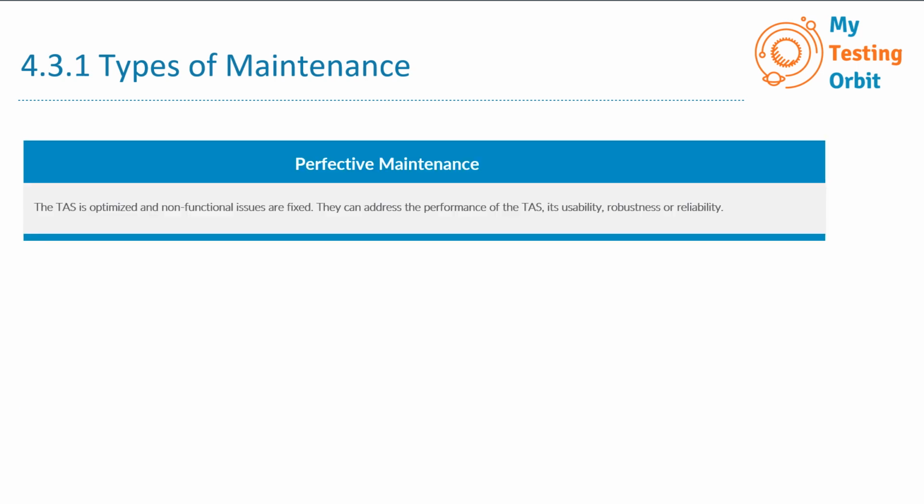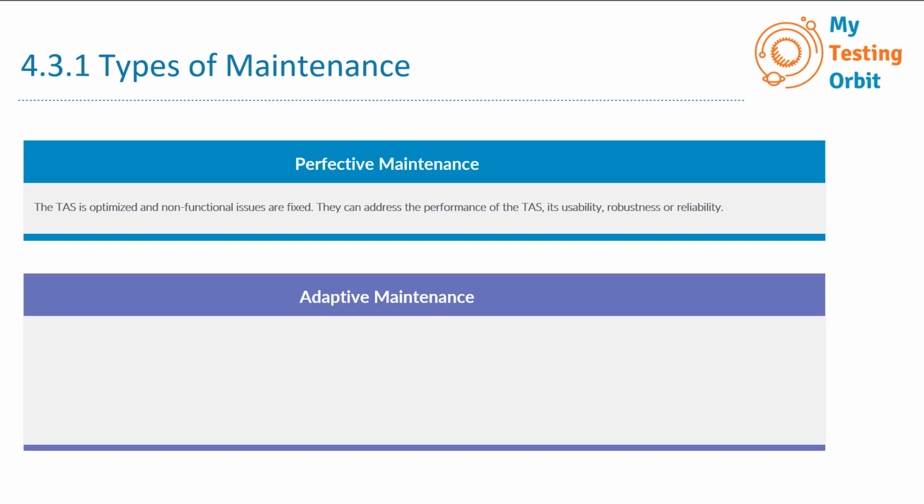Next, we have perfective maintenance. The TAS is optimized and non-functional issues are fixed. They can address the performance of the TAS, its usability, robustness, or reliability. Now, let's say your TAS has been running for a while, but you notice that it takes longer than you would like for tests to complete. So you decide to optimize it, making it faster and also revamping the user interface to make it more user-friendly.